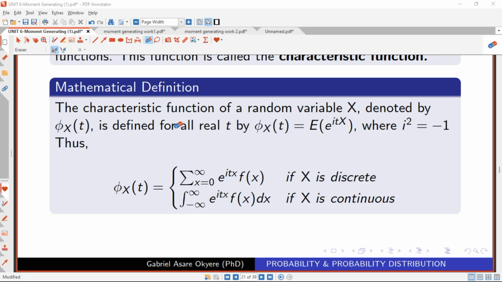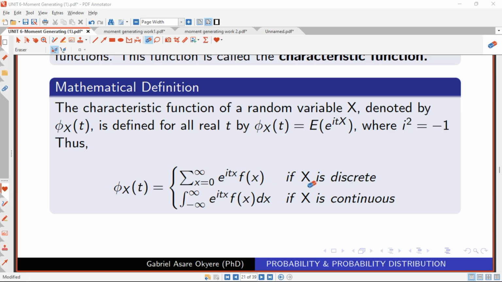Under the moment generating function, we learned how to generate moments for the discrete and the continuous case. When it comes to the characteristic function too, we are also going to learn how to generate the characteristic function for both discrete and continuous cases. The only difference in this mathematical definition is the introduction of i. For the moment generating function in the discrete case, we had e raised to the power tx times f of x, summing from 0 to infinity. But here we have introduced i: e raised to the power itx times f of x, for when our x is discrete.